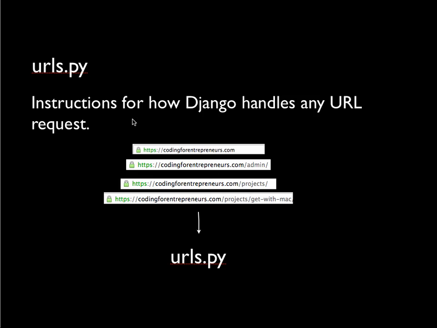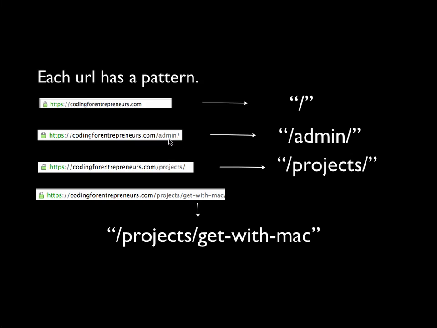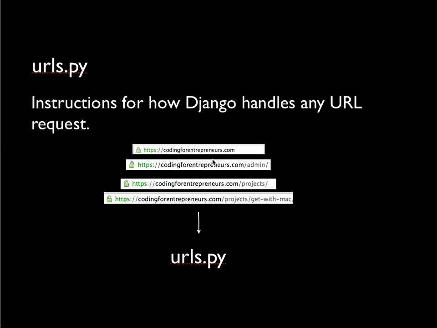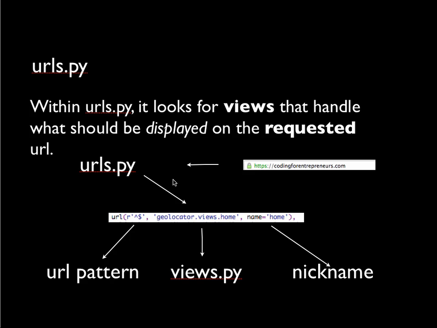Now this file tells Django and then the browser what to do with that specific pattern. So in the case of /admin, it's likely to go to some place called admin, right? With projects, it's going to go to some place called projects. But we need to figure out how it's going to go there first. So urls.py controls that. It controls where those requests go.